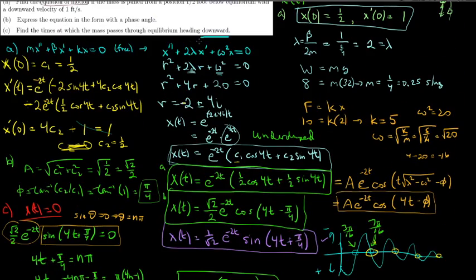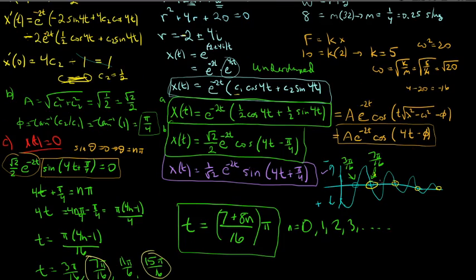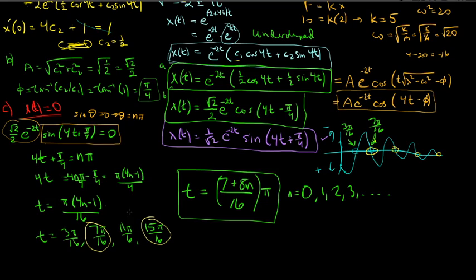Find the times at which the mass passes through equilibrium but heading downward. If they wanted the times passing through equilibrium, heading upward or downward, then that would have been a lot easier. That would have been these solutions right here. We could have just left it at that and said started at n equals 1, 2, 3, and so on. But since they wanted downward, we had to skip every other one of these solutions here. And when you skip the first, the third, the fifth, and so on, you get these. So I hope that helps.